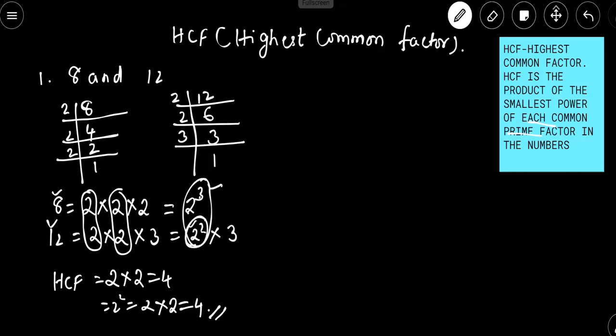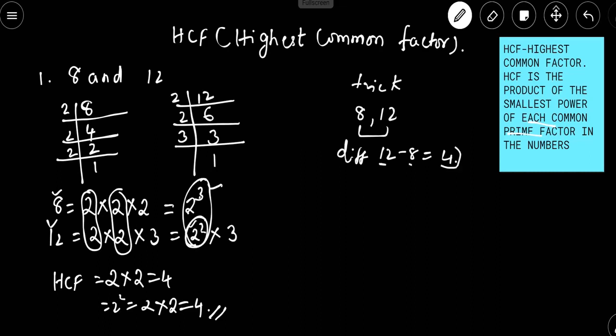Now we will go for the easiest trick to calculate it within a second. I'm going to take the same numbers, 8 and 12. The first step is to find the difference between these two. The difference is 12 minus 8. How much do I get? 4. So the difference I have taken here, 12 minus 8, is 4.